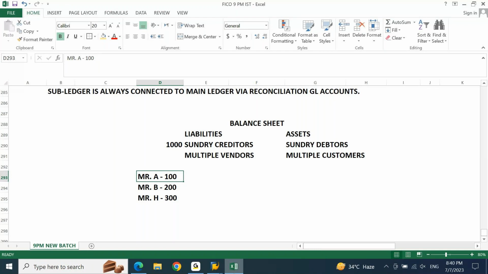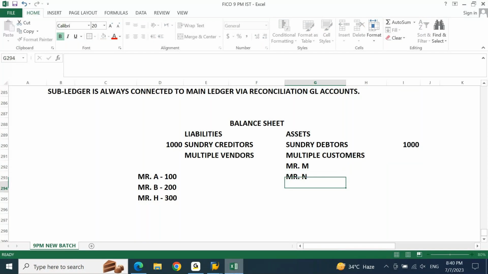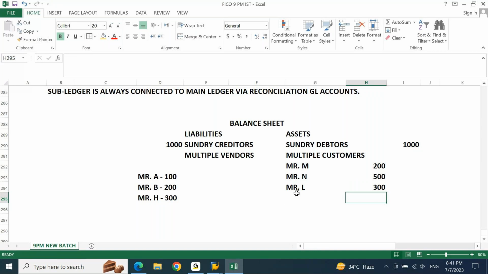Similarly, for customer, let's say we need to receive 1000 here. Same thing. Let's say Mr. M, Mr. N, Mr. L. I'll say 200 here, 500 here, 300 here. Now, if somebody is asking why you need to receive 300 from Mr. L, then I need to tell Mr. L, I have sold something. When did you sell? What did you sell? Did he pay on it? What are the payment terms?